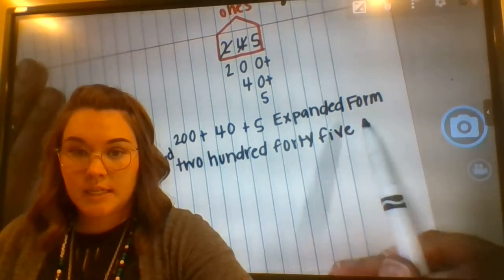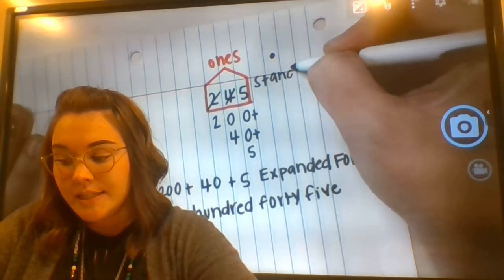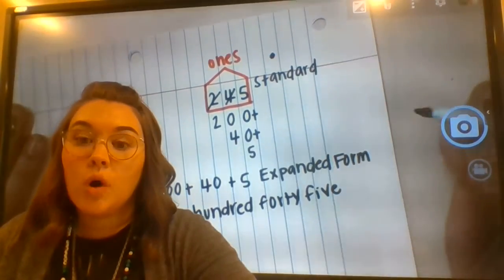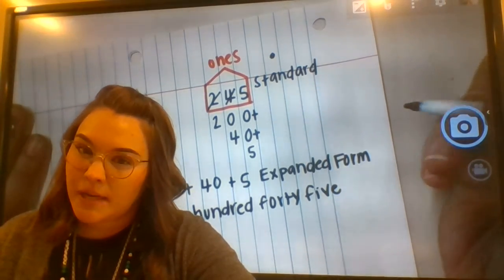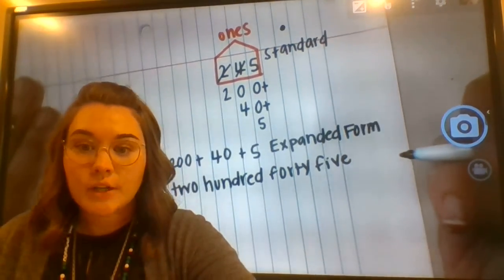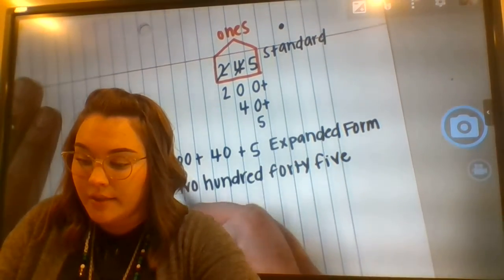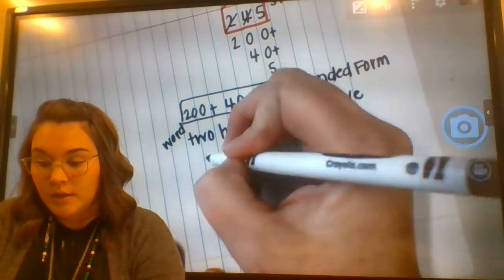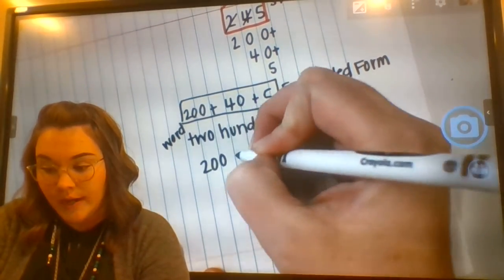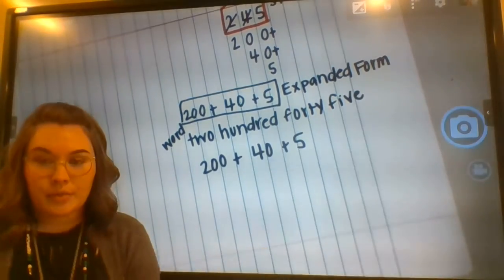Okay. So we have word form, we have expanded form, and we have our standard form. Now, I want to take this same number, and I want to teach you one more form. It is called expanded notation. So what I do for expanded notation is I'm going to take my expanded form and write it again just so I can have nice, neat math.